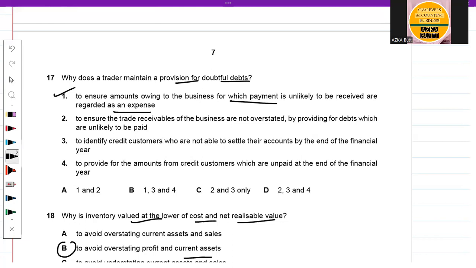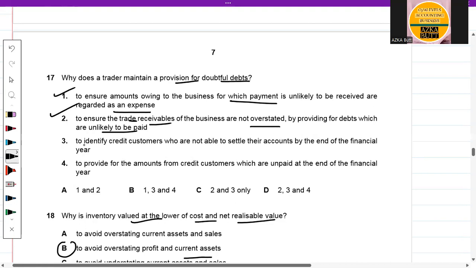To ensure the trade receivables of the business are not overstated by providing for the debts which are unlikely to be paid. So this is also right, because of course if we are not maintaining the provision for doubtful debt, it means that we are overstating our trade receivables, because if some amount is maybe not paid after a certain time, and still you are writing your trade receivable, you are not maintaining the provision for doubtful debt account, so it means that you are overstating your trade receivable.